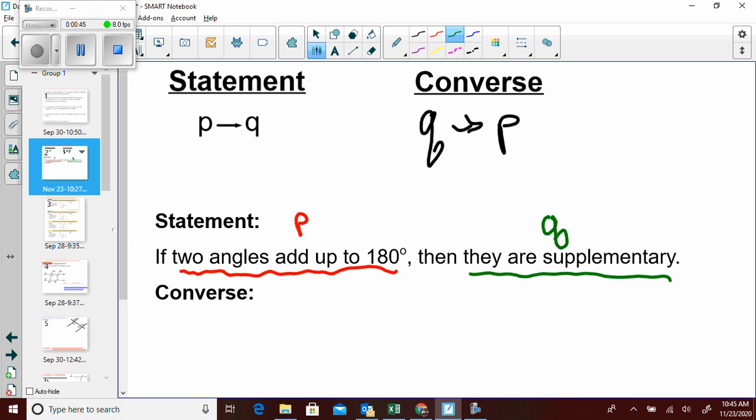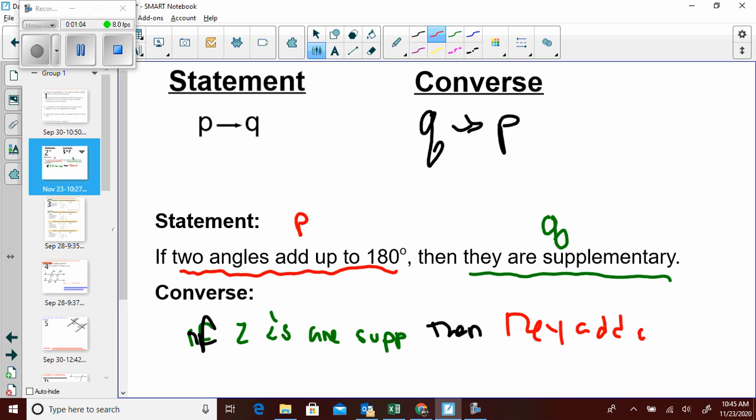If I were to flip this and do the converse, it would be if two angles are supplementary, then they add up to 180. In this case, they're both true, biconditional. We're not going to go through all that stuff here. I just want you to understand the converse is you just flip the order.